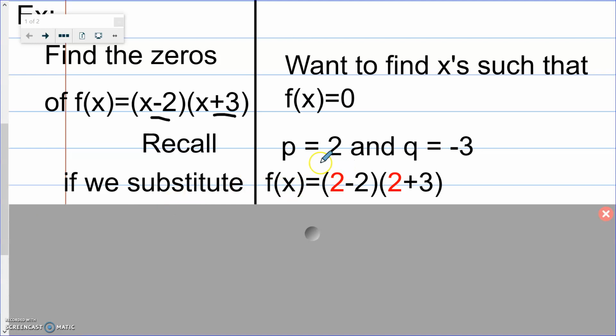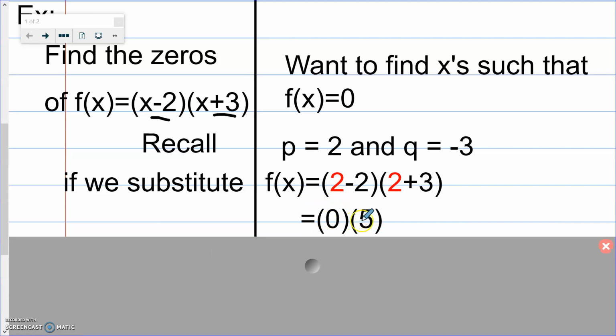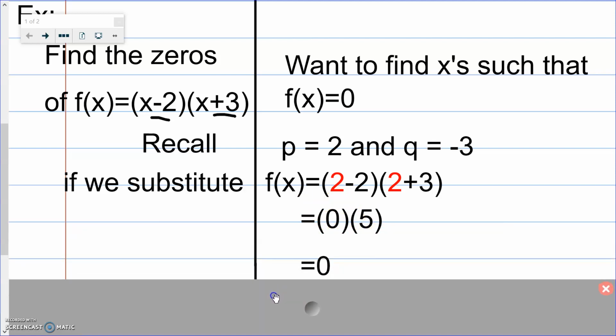if we substitute in our value for p, which is 2, so now we have 2 minus 2 times 2 plus 3, we will get 0 times 5. Well, 0 times anything gives us 0. And so we find out that p, our value of 2, is one of our zeros.